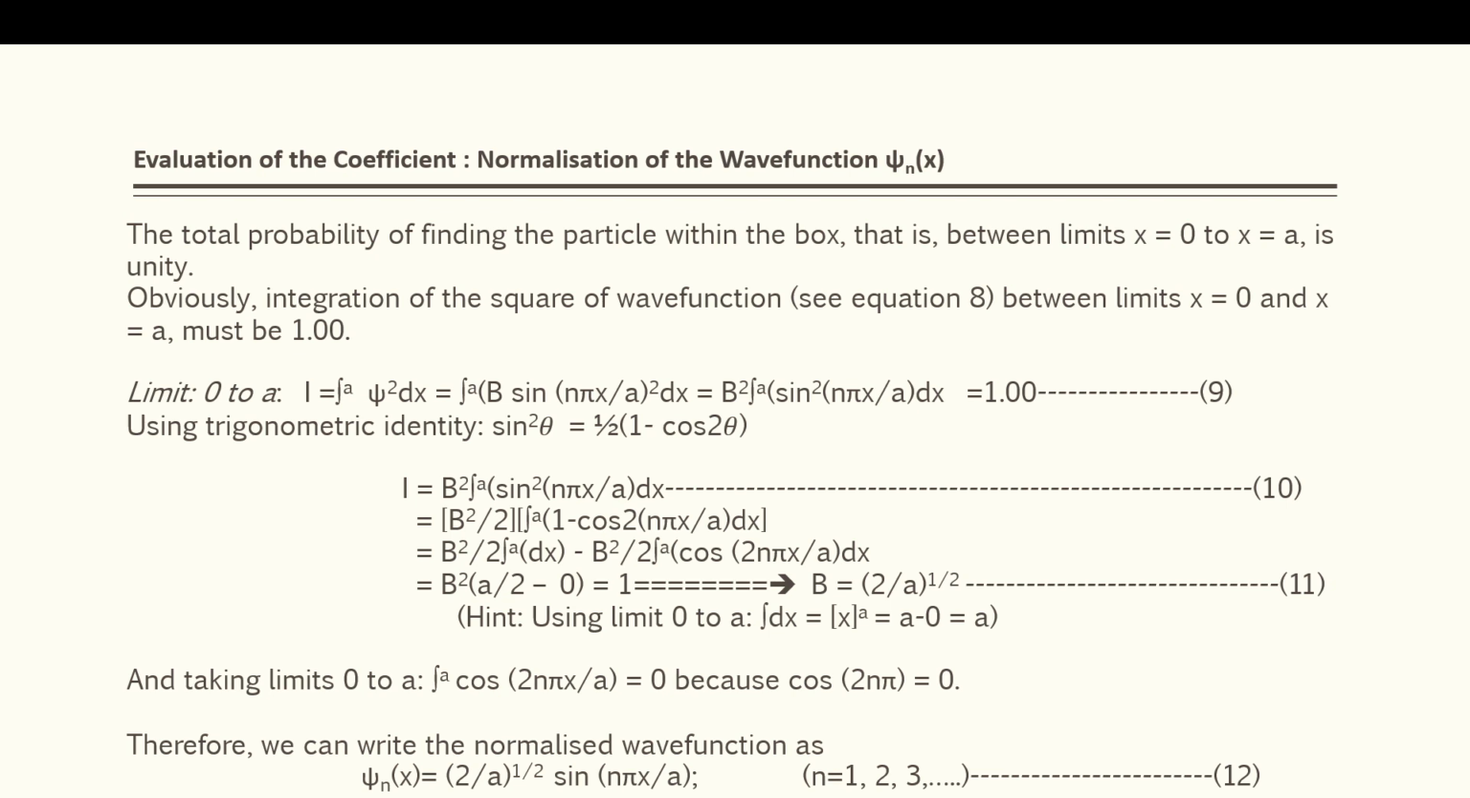Now we have to evaluate the normalization constant B. The total probability of finding the particle within the box, that is between the limits x = 0 to x = a, must be 1. Using this concept given by Max Born, we have evaluated the normalization constant B to be equal to the square root of 2 upon a. Therefore, we can now write the normalized wave function psi n equal to the square root of 2 upon a times sin(n pi x over a).